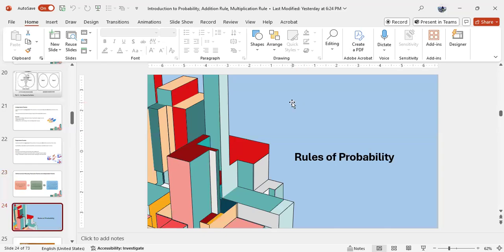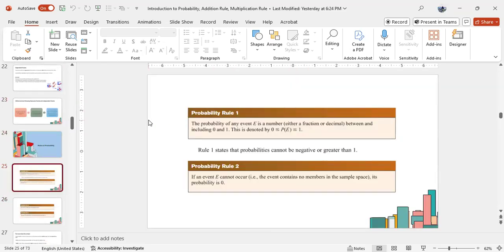Going forward to the rules of probability. Probability rule number 1 states that the probability of any event E is a number, either fraction or decimal, between and including 0 and 1. This is denoted by 0 ≤ P(E) ≤ 1. This rule states that the probability cannot be negative or greater than 1.